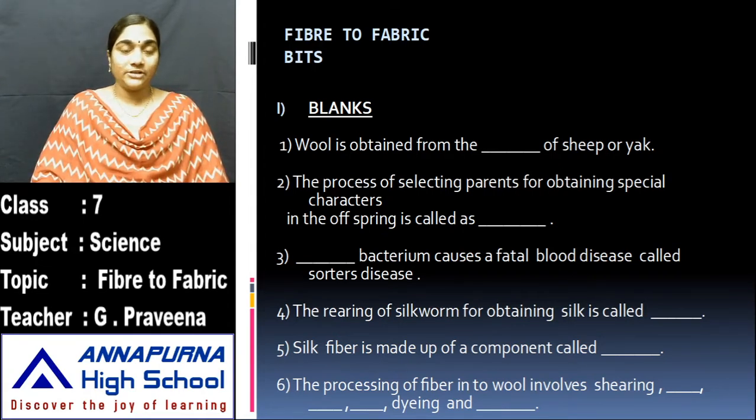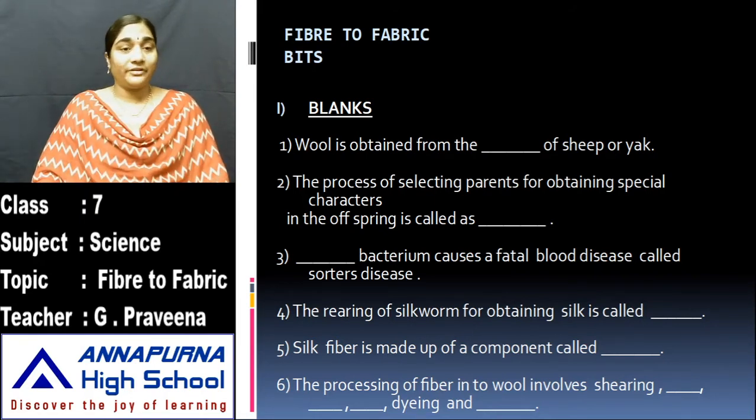So in the lesson you have studied the soft underfiber of the sheep, where good quality wool is produced from a few parents. Those parents are selected to obtain special characters in the offspring. So what is that process called? Next, those people who are involved in the sorter's job are affected with a kind of bacterium which causes a fatal blood disease called sorter's disease. What is that bacterium called?